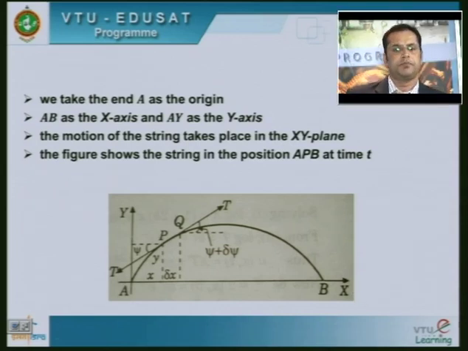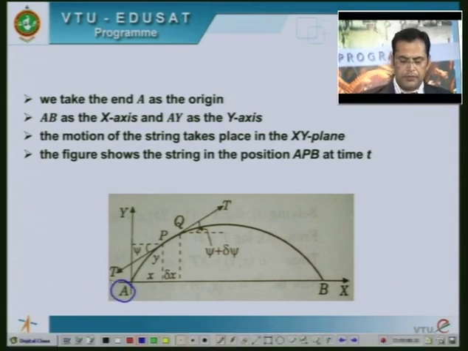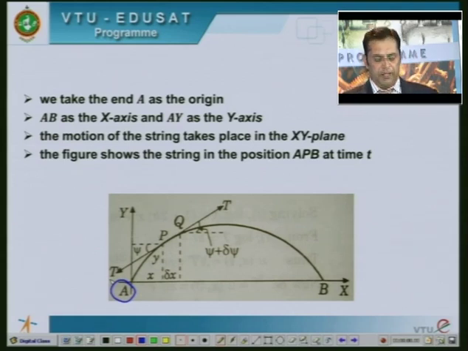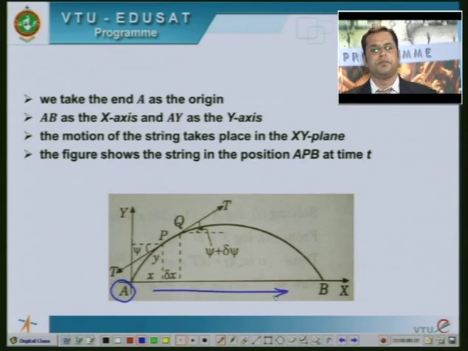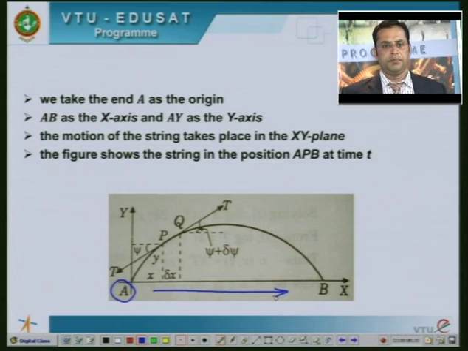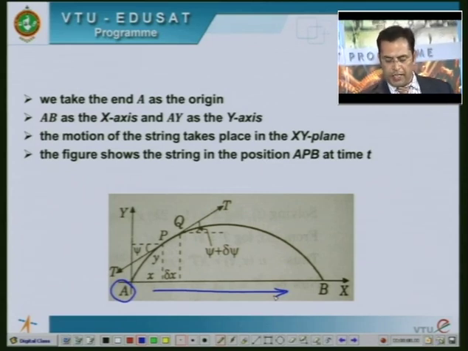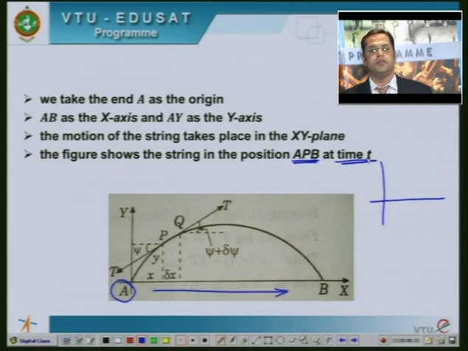Some more conditions. We consider capital A as the origin. We consider AB as the x axis. This is the x axis. Let me remind you friends that the string is fixed at the end points A and B. The motion of the string takes place in the xy plane. So, this is how the vibrations occur. You can see that the figure shows the string in the position APB. This is P, A, P, B at some time small t.